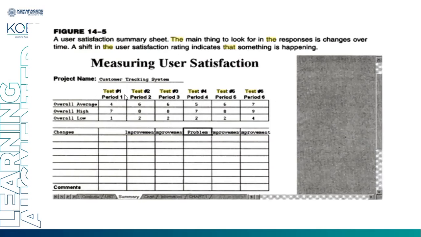See test 1 in period 1, test 2 in period 2, up to test 6 in period 6 are given here. So there are 6 different tests and 6 periods. Comparing the overall rating, it has improved. The overall high is 9, and the overall low is shown as well. It gives a summary sheet of the user satisfaction, where the marks are entered by the user.